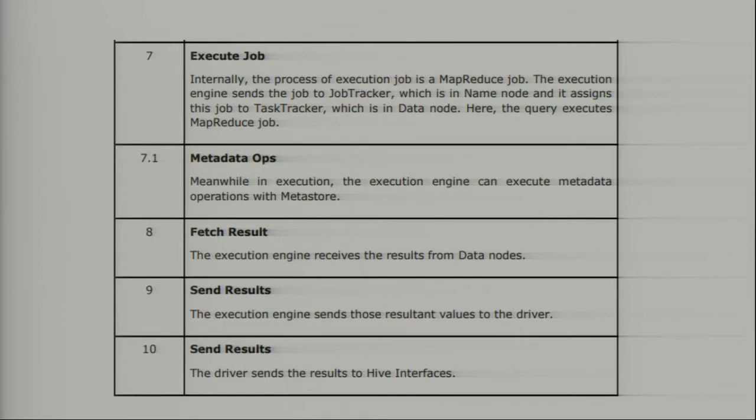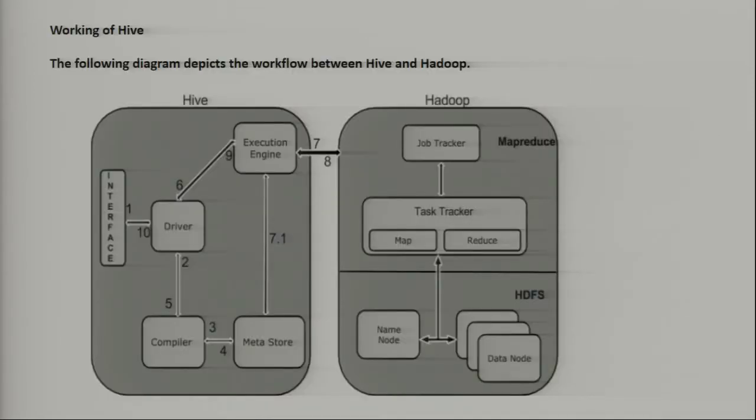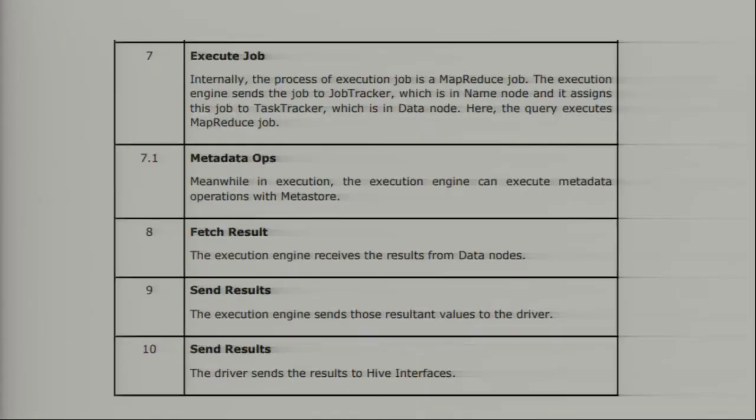So the process of the execution job is what? It's a MapReduce job. When I say the MapReduce job, the execution engine sends the job to the job tracker. So what is happening? The job tracker and the task tracker, which are the name node and the data node. That is the resemblance here, what you are trying to understand in the HDFS. I told you about the MapReduce and HDFS mapping: the job tracker, name node, the task tracker, data node. That is the internal part which is being taken care of.